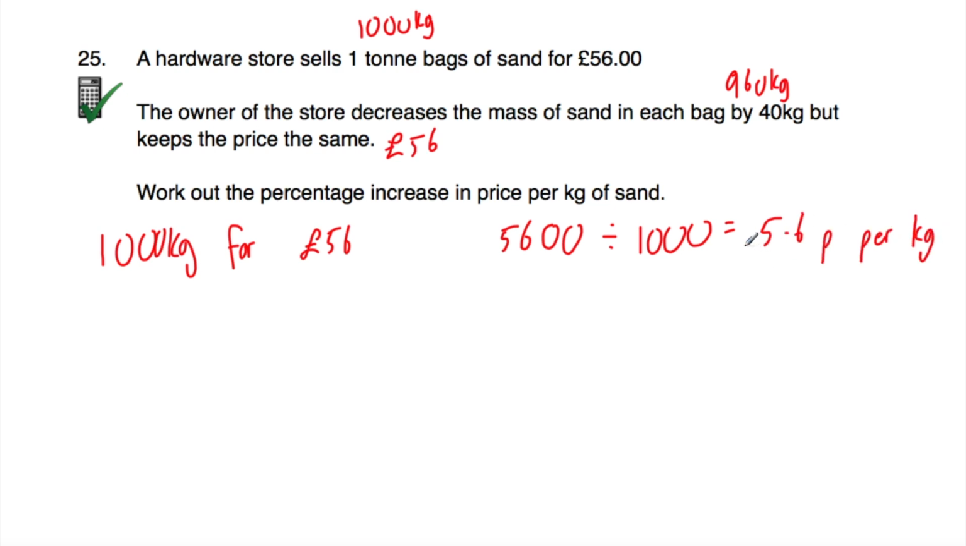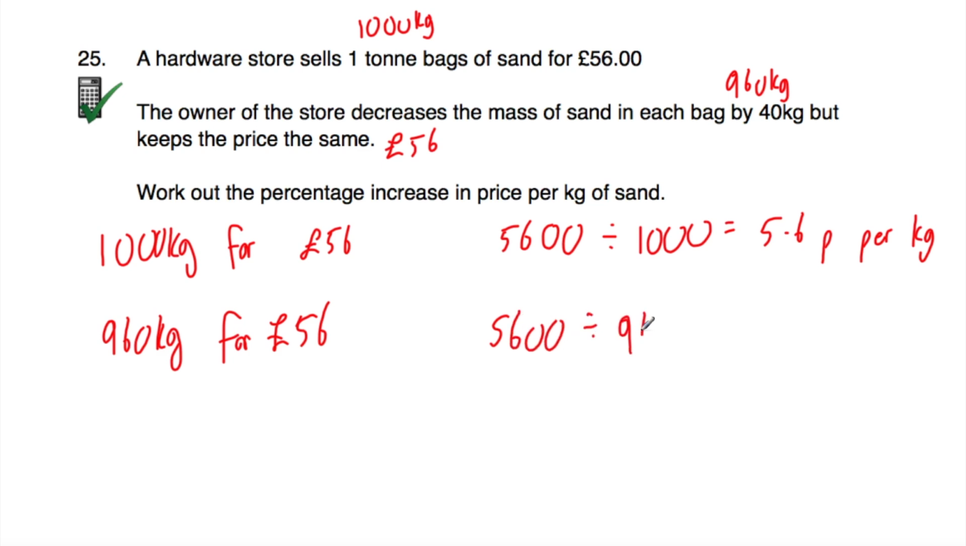So it means that each kilogram used to cost 5.6p. Now, the shop owner actually decreased the mass of sand in each bag by 40 kilograms, so he then gave them 960 kilograms for £56. Now we want to work out the price per kilogram then. So again, let's keep it in pence just because we're going to be dividing by 960. So that's 5,600 divided by 960.